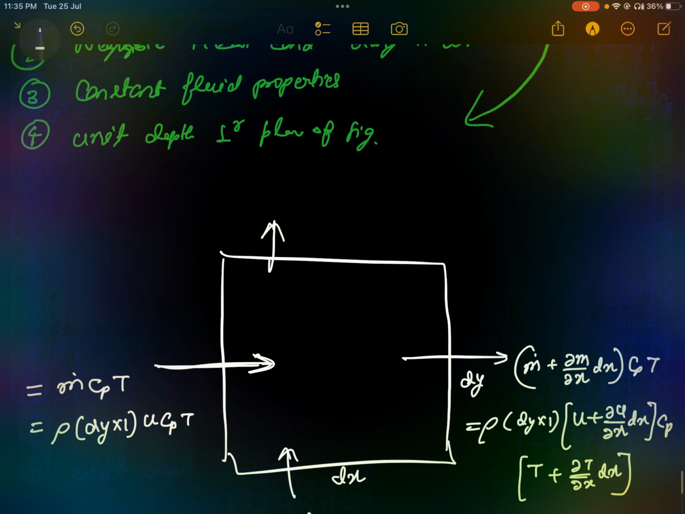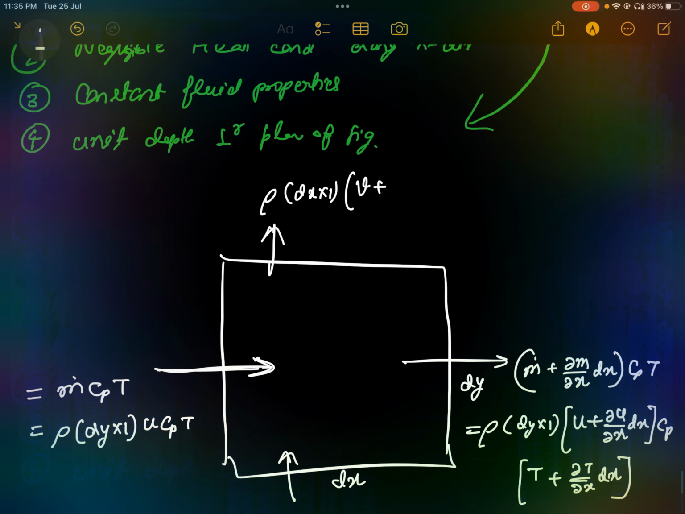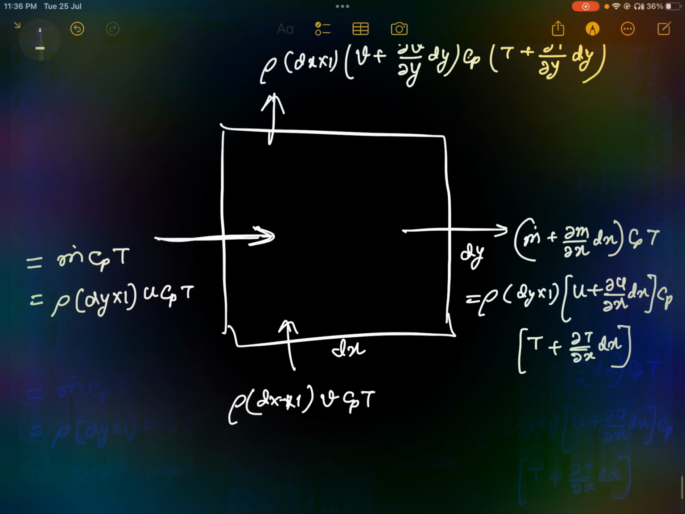So what will be coming out? That will be rho dx into 1 into v. V will change, ∂v/∂y dy, Cp, and T will also change with respect to y, ∂T/∂y dy. This is the heat convected.